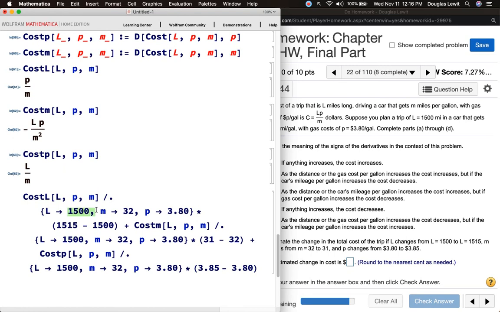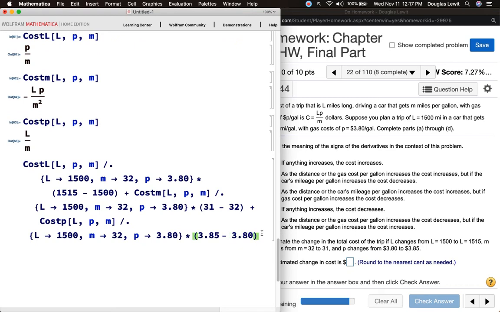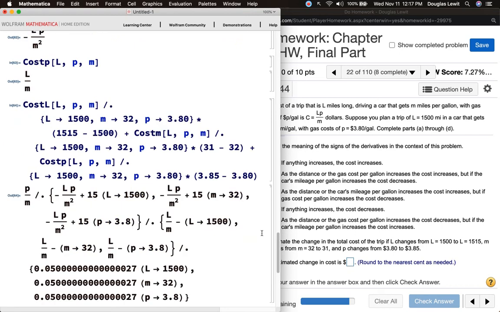We're analyzing the point 1,500, 32, and 3.80. So it's minus 1,500, minus 32, minus 3.80, and that should be correct. Let's see. Okay, why am I getting all of these unevaluated expressions? Okay, this is not good. Hold on a second.